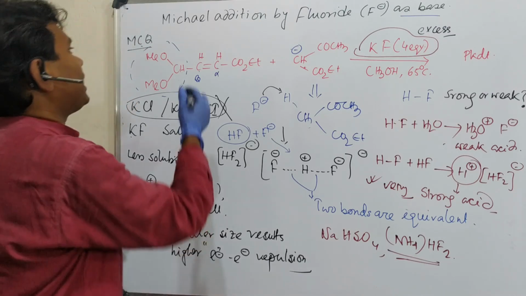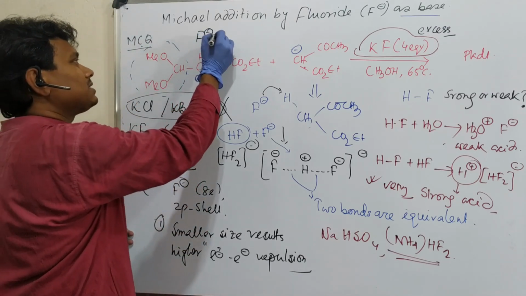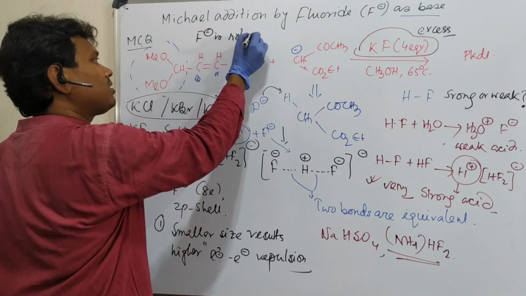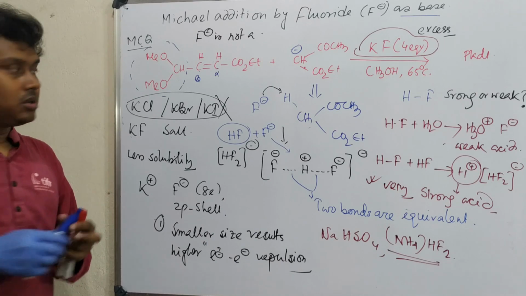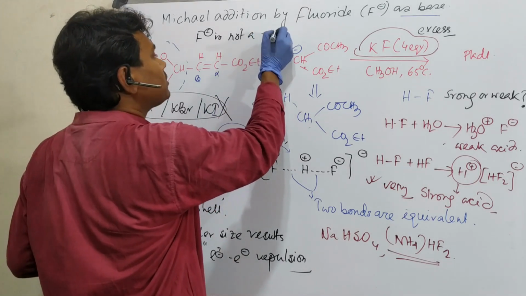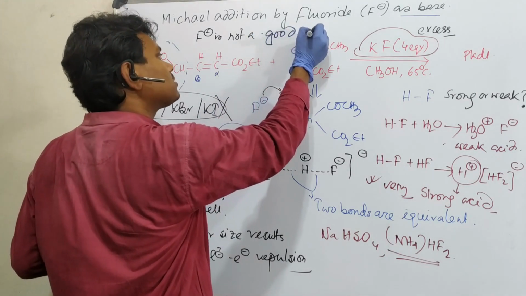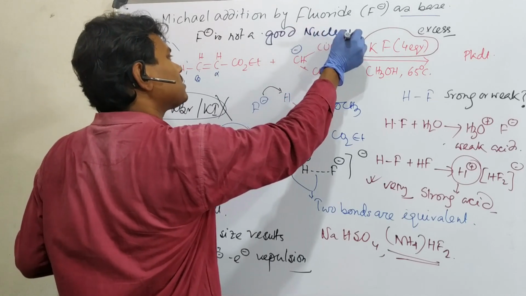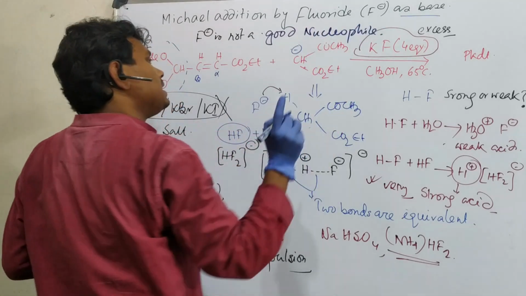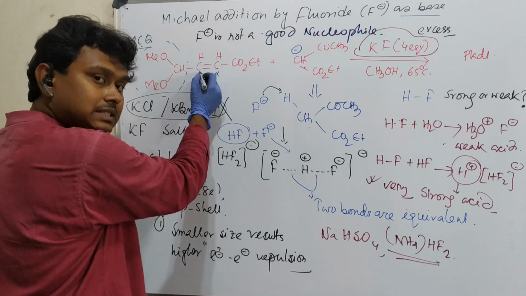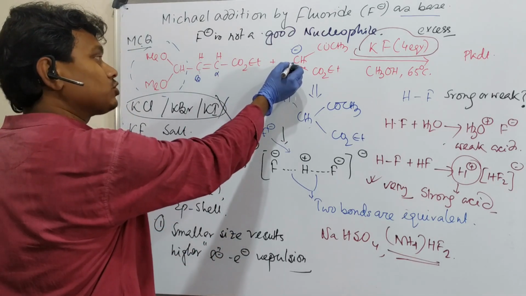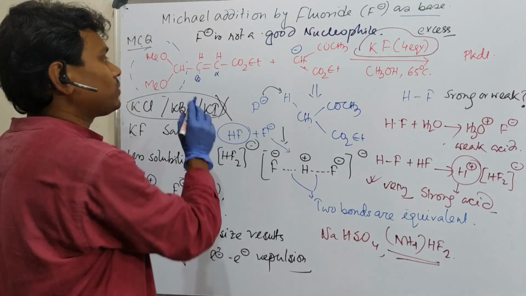So keep it in mind, F minus is not a good nucleophile. It's a base but not a good nucleophile. That's why it cannot attack this carbon. Compared to that, this is softer, a good nucleophile. That's why it can attack.